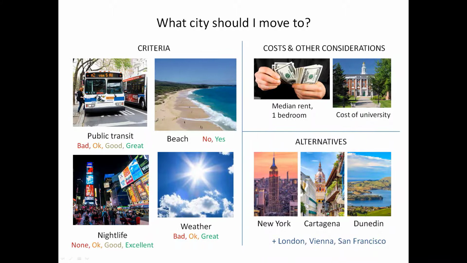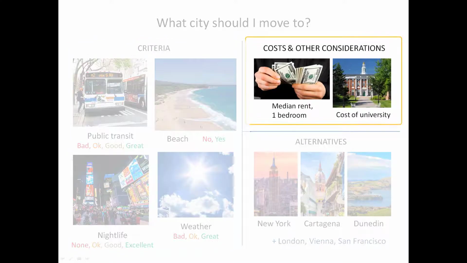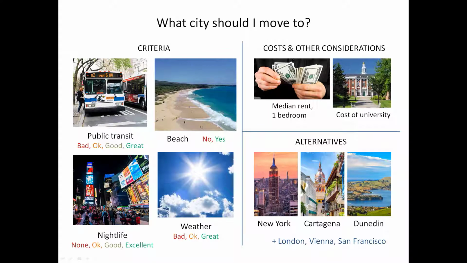For this example, we'll be using this decision-making model, where we're looking at different cities to move to. These are our criteria and their levels. These are the costs and other considerations, and our alternatives are different cities. The trade-offs only focus on the criteria and levels, so these costs and other considerations are not included. They will be included in the value for money chart in the results section later on.